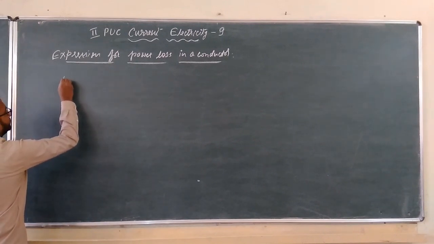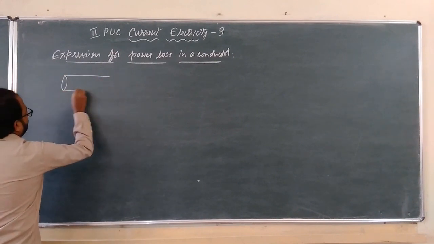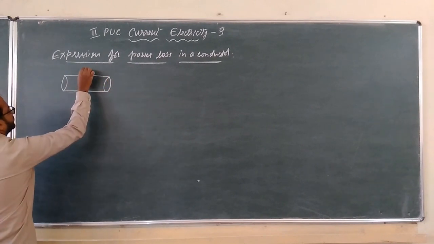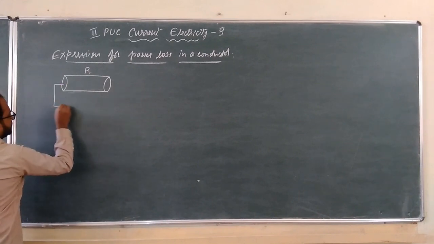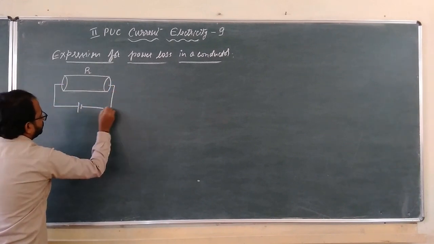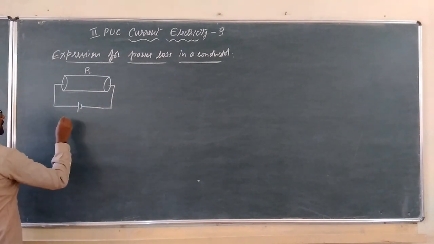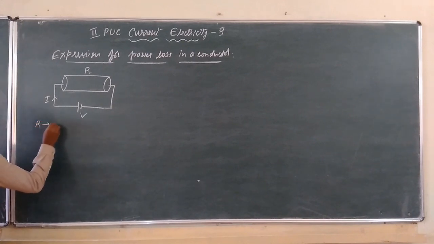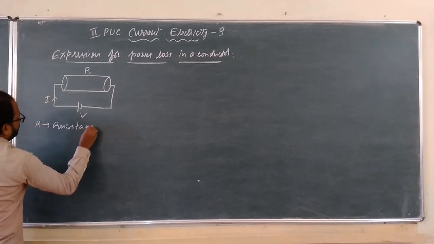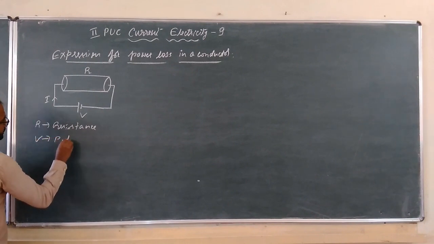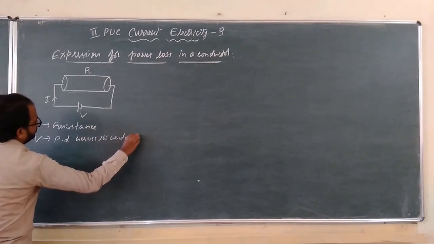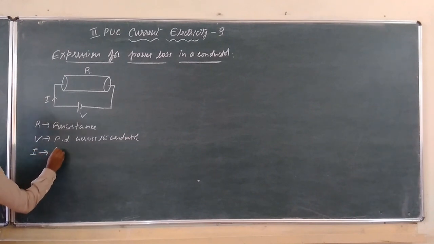Consider a conductor of resistance R, which is connected to a source, a battery or a cell, of potential difference V. The current flowing through the conductor is I. Here R is the resistance of the conductor, V is the potential difference across the ends of the conductor, and I is the current flowing through the conductor.